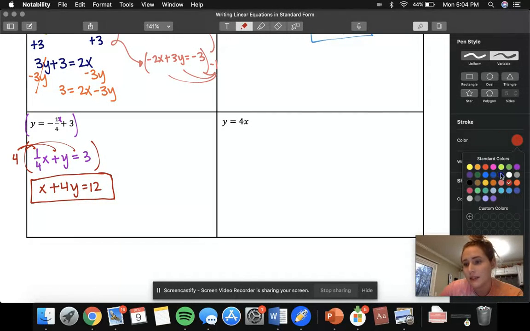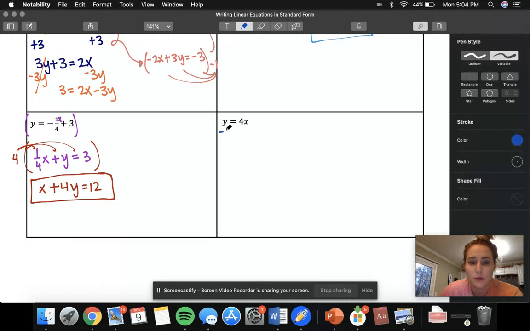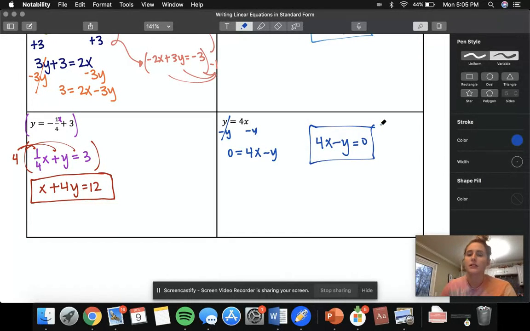Okay, and then for this last problem, I'm just going to move this y over with subtraction. Get 0 equals 4x minus y. Or if you like writing it completely in standard form, putting the x and the y first, that is it in standard form.